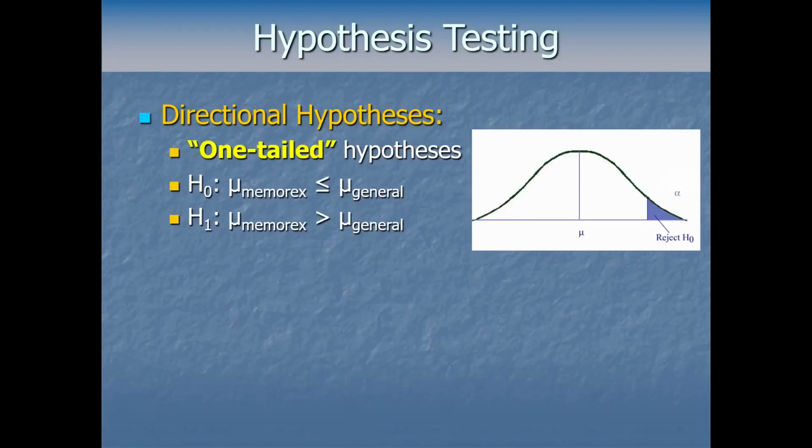Like in our Memorex example, we specifically were looking to see if the sample mean was far enough out in one direction in terms of what we'd expect if the null hypothesis was true. The Memorex group needed to be high enough in that one direction for us to say, whoa now, that is quite unlikely when the null is true, and thus to rule out the null hypothesis.